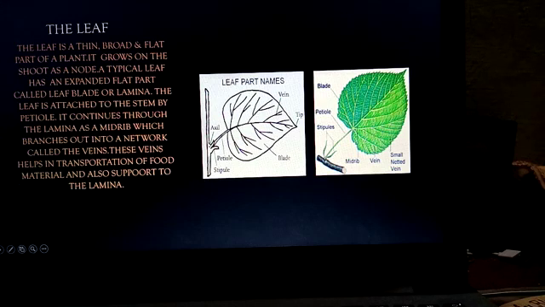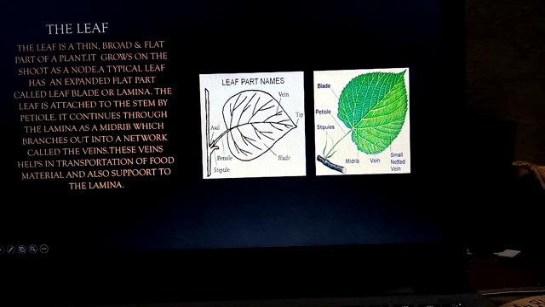And a typical leaf has this complete expanded part you can see, that is called a leaf blade or lamina. The leaf is attached to the stem. This is the stem part and the leaf is attached to the stem by the petiole. This part is called petiole. It continues through the lamina as a midrib. So it is dividing the leaf into two by the midrib, which branches out into a network.